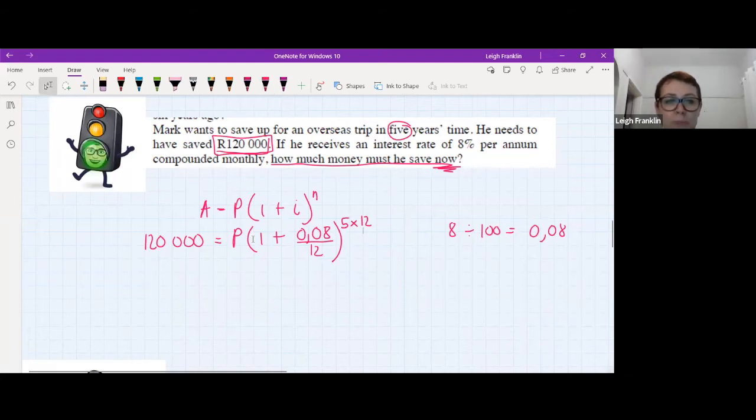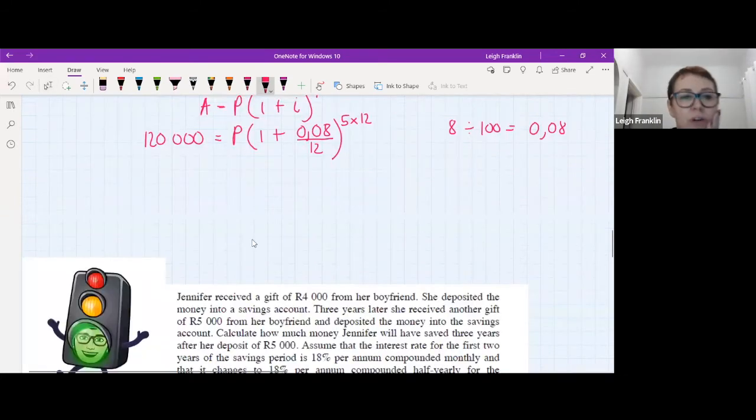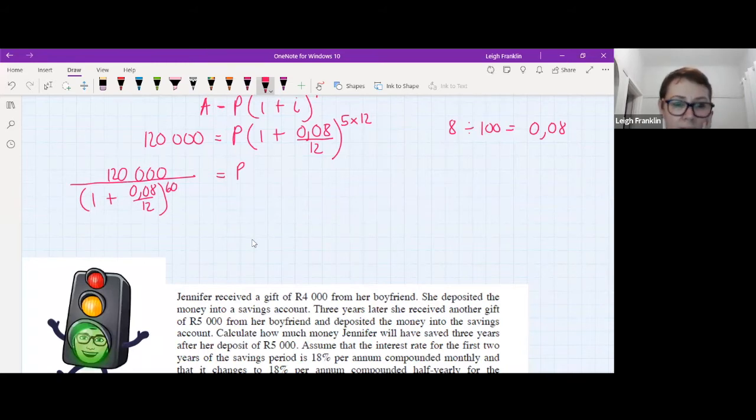We want to make P the subject of the formula because P is what we are solving for. So we want P on its own, which means we need to divide both sides by the bracket. So P is equal to 120,000 divided by our bracket, 1 plus 0,08 over 12 to the power of 60.